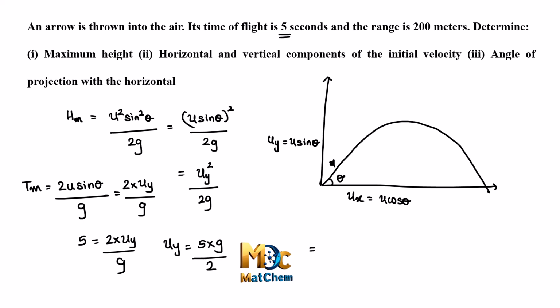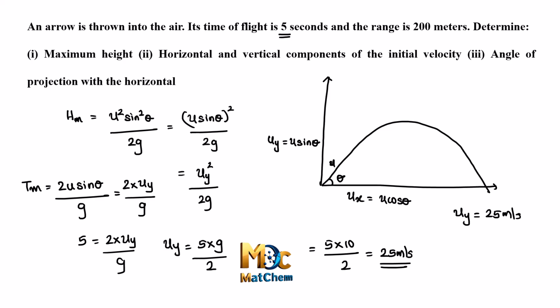So what is the value of g? You can take it as either 10 or 9.8. For ease of calculation, I'm just taking it as 10. So 5 into 10 divided by 2, that is 50 divided by 2, which is equal to 25 meters per second. That means the y component of the initial velocity is equal to 25 meters per second.